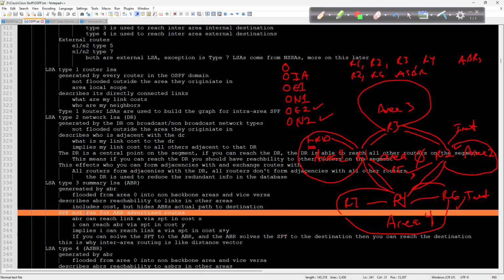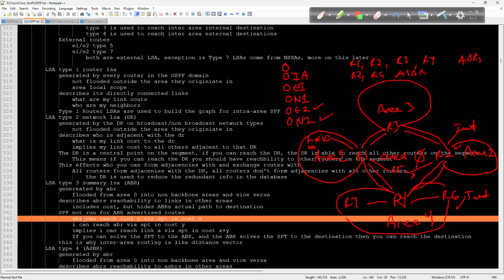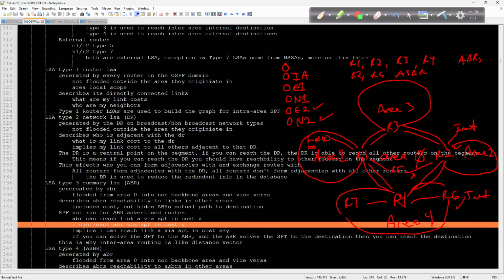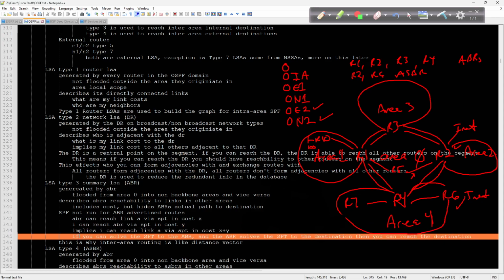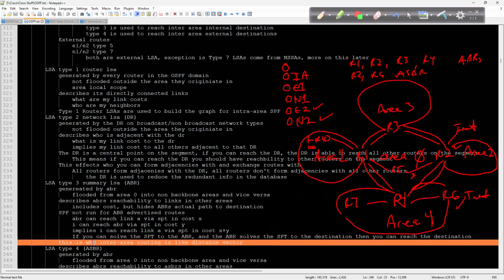for ABR advertised routes. So the ABR can reach a link via shortest path tree and cost X. I can reach the ABR via shortest path tree and cost Y. That implies I can reach the link via shortest path tree and cost X plus Y. If you can solve the shortest path tree to the ABR and the ABR solves the shortest path tree to the destination, then you can reach the destination. This is why inter-area routing looks like distance vector, because you don't get to see everything.